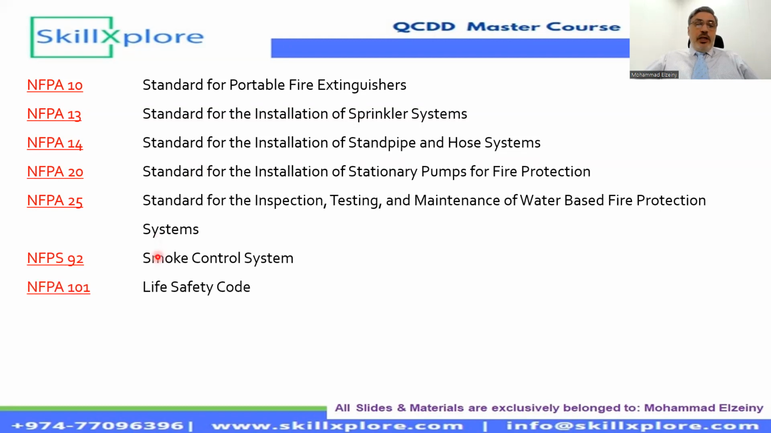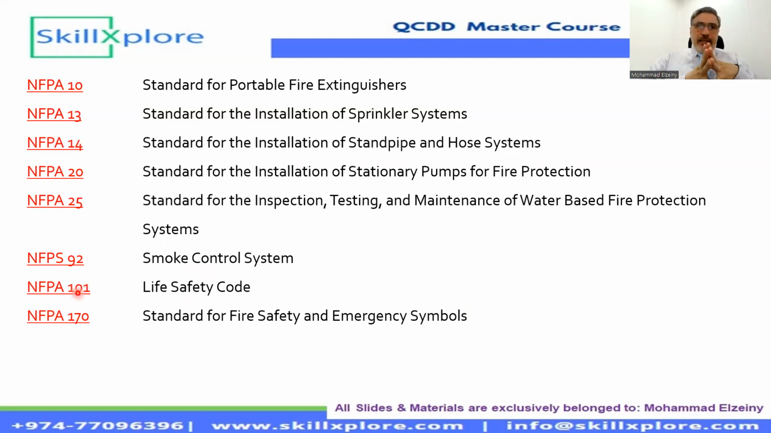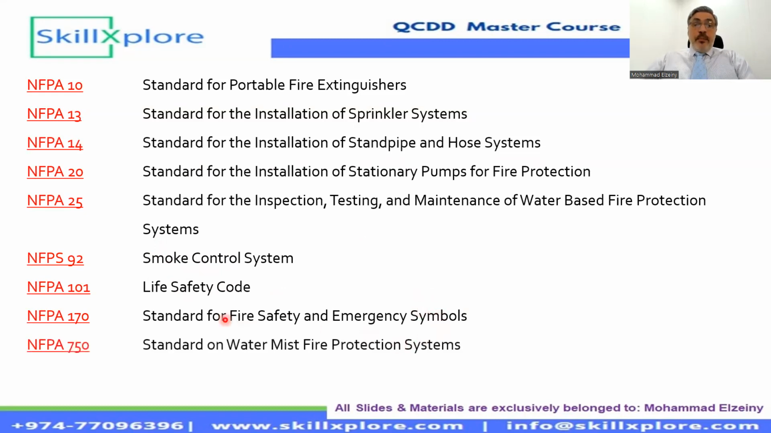ACMV, related to the smoke control system, NFPA 92, and mainly the life safety system and the life safety code, NFPA 101, chapter number 7, the main chapter for the means of egress. I'm giving you as well NFPA 170, which is not part of the exam, but you need it for all signage and direction. You have to put it and install it on the site, and consider it within your drawing and the submission for the samples as well.